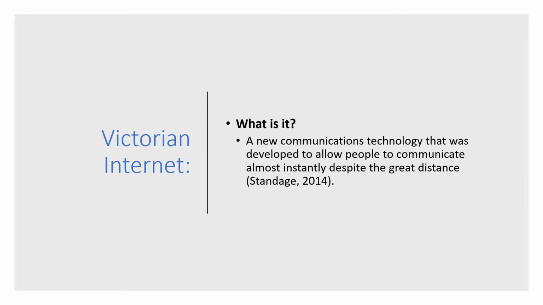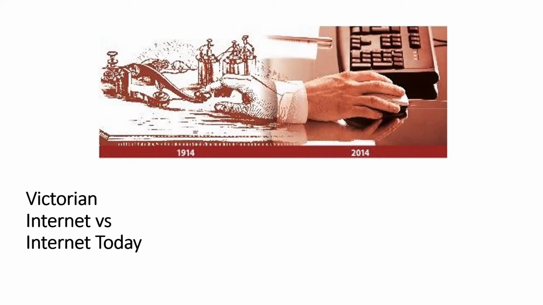According to Tom Standage, the Victorian Internet is a new communication technology that was developed to allow people to communicate almost instantly despite great distance. The Victorian Internet was established through multiple different failures, similar to the Internet. The idea of being able to communicate faster brought many new challenges and inventions that ended up setting the ball rolling for faster and more efficient communication for future users.